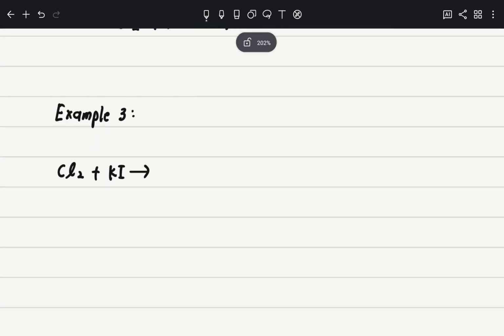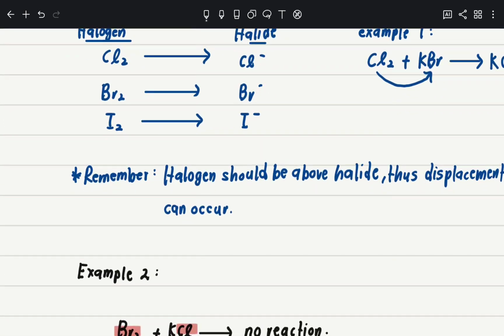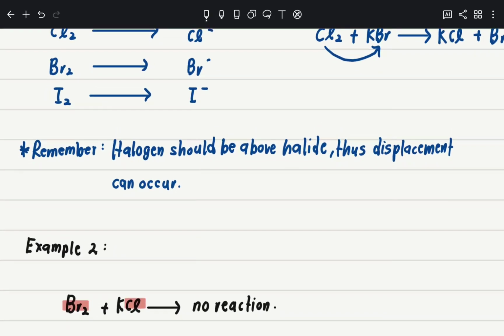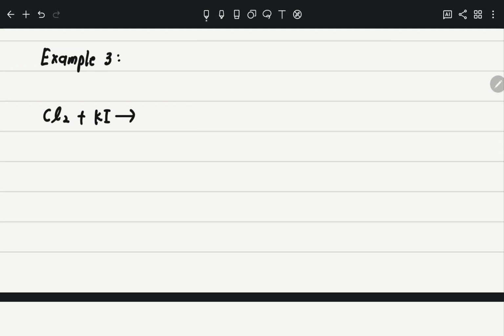Then Cl2 plus KI. So you see Cl2 and KI. Where is your Cl2? Cl2 is at the top. KI, which is my iodide, I, is here. Halogen should be above halide. Halogen above, halide below, so displacement can occur. Yes, can occur. So this fellow will travel from here and kick my I. So it will become KCl plus I2.